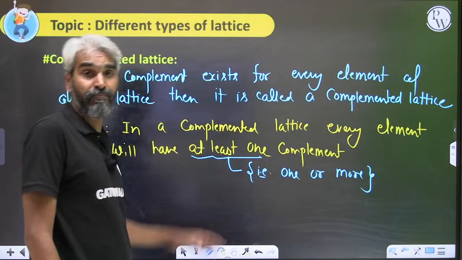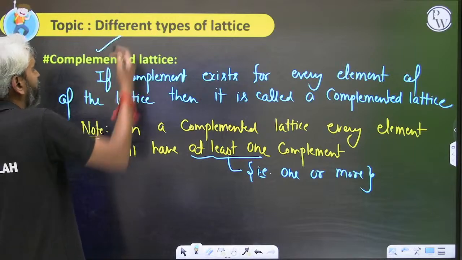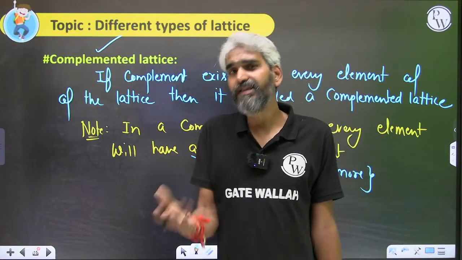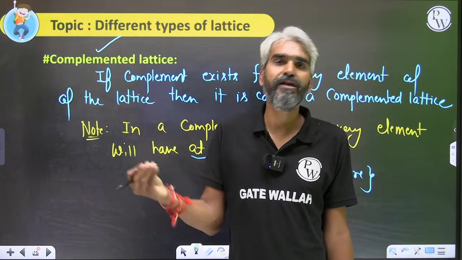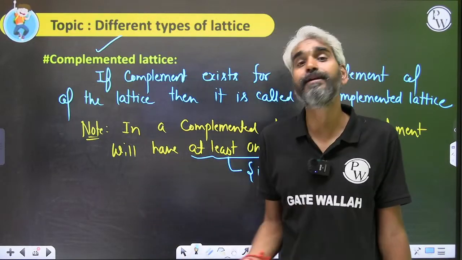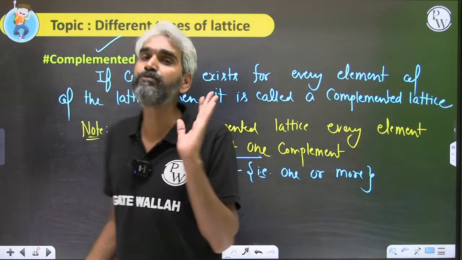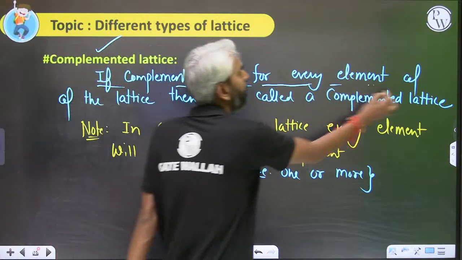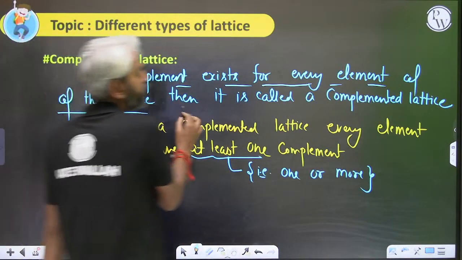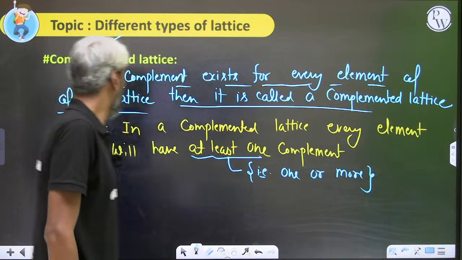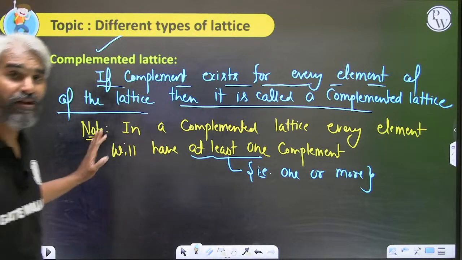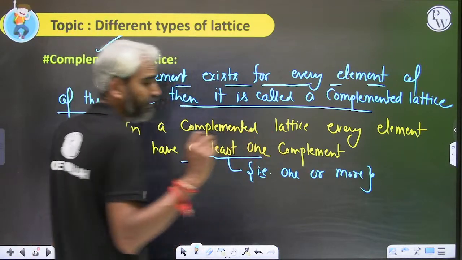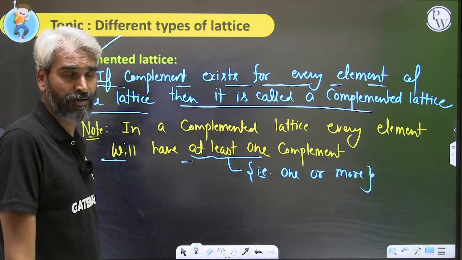Now we define the concept of a complemented lattice. Are there some lattices in which every element will have at least one complement? Yes, there are. If there is any lattice in which every element has at least one complement, it will be called a complemented lattice. In a complemented lattice, every element has a complement, but it need not be unique. Every element will have at least one complement, need not be one all the time.